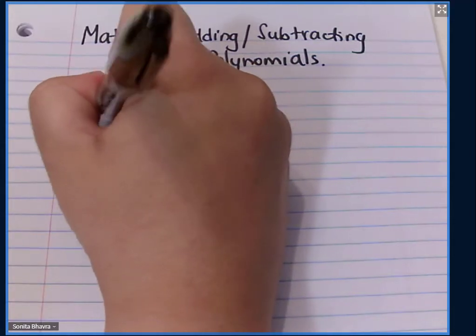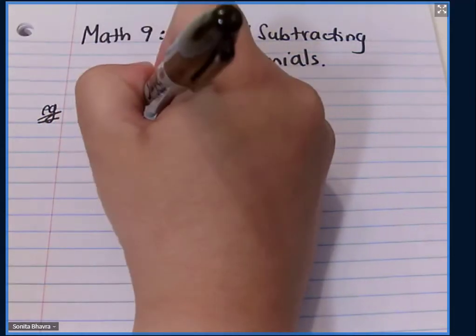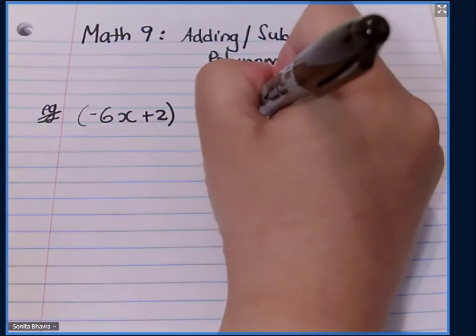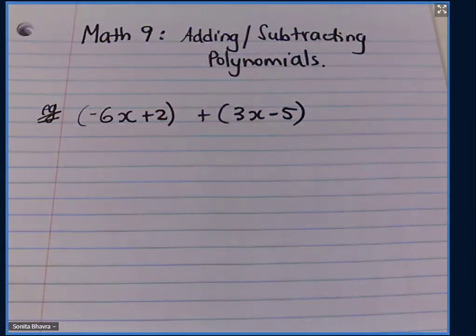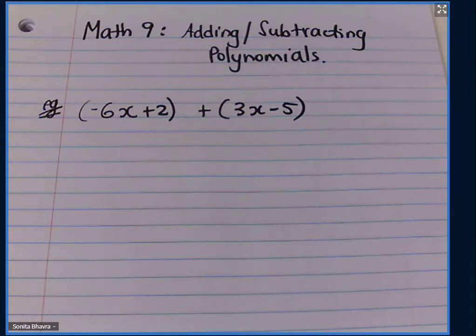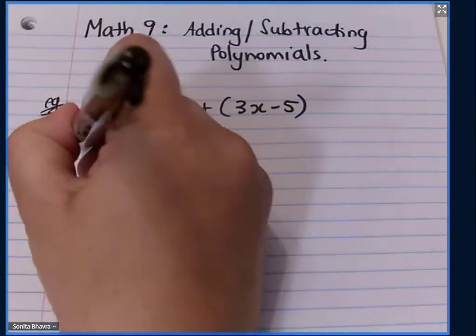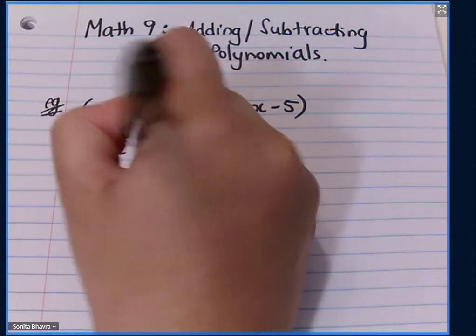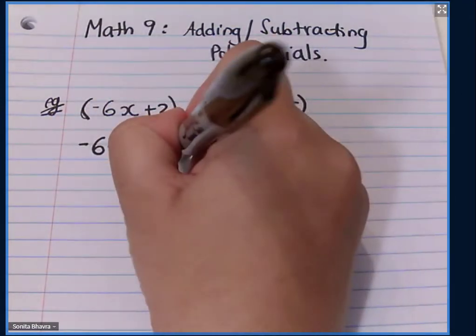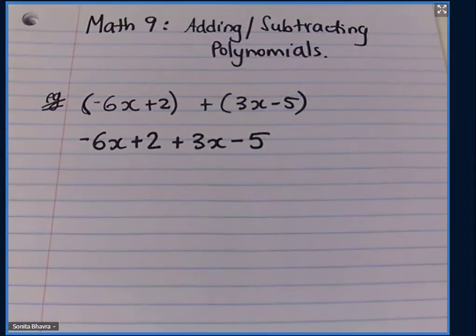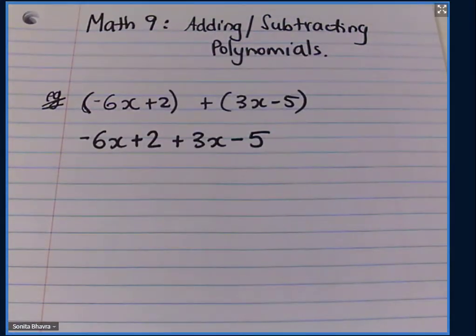So we have negative 6x plus 2 plus 3x minus 5. All right, so this is addition, and when we have addition, all we have to do is open up the brackets and then collect our like terms. So that's what I'm going to do. Start with the first bracket, so negative 6x plus 2 plus 3x minus 5. All right, so now we can go ahead and collect our like terms.